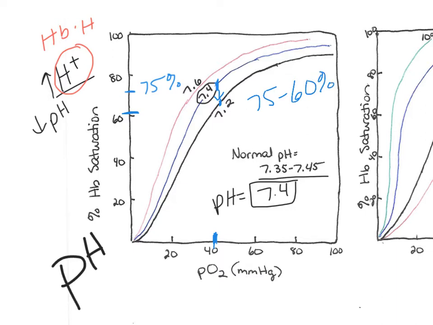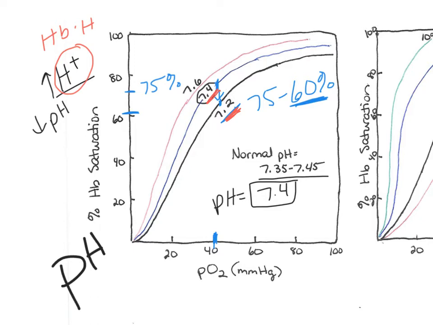That means that hemoglobin is letting go of the oxygen, so there's a lower hemoglobin saturation, and that way hemoglobin can pick up those additional hydrogen ions that are floating around in the plasma. So this means that hemoglobin releases 20% more oxygen at the tissues at a pH of 7.2 than it does at a pH of 7.4.